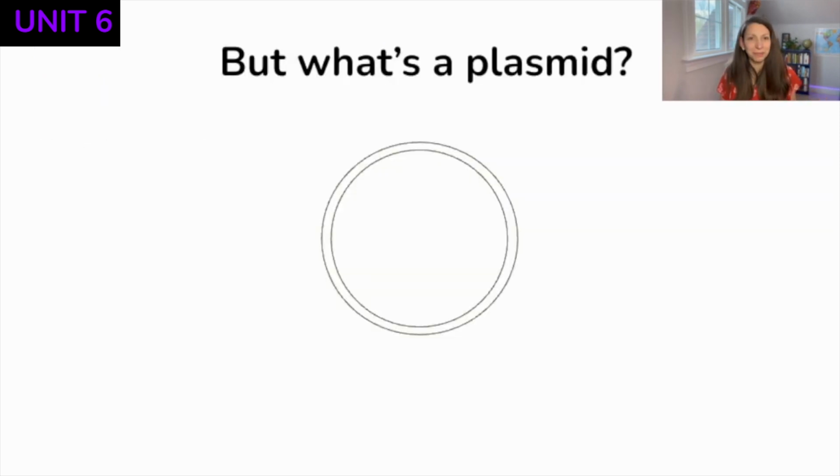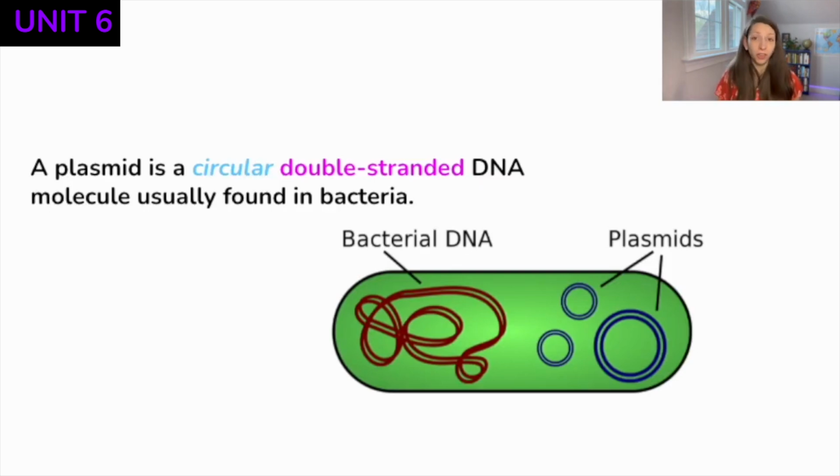But what is a plasmid? A plasmid is a circular double-stranded piece of DNA that's usually found in bacteria. It's extrachromosomal, meaning it doesn't belong inside the bacteria's chromosome, but bacteria will express or produce proteins from the DNA in these plasmids, and they'll replicate the plasmids whenever that bacteria divides as well.